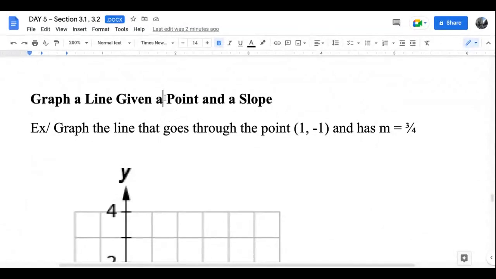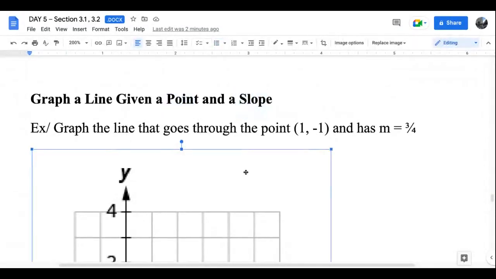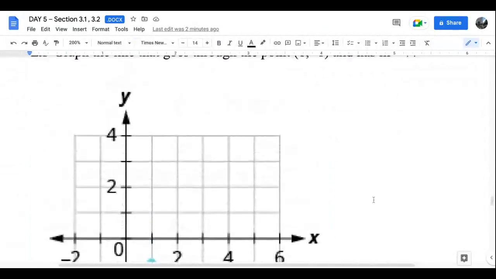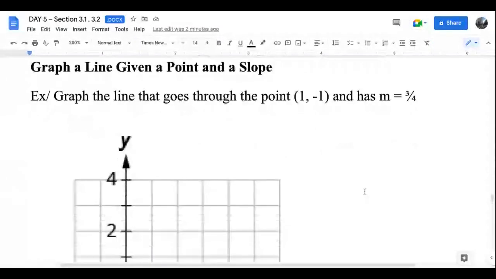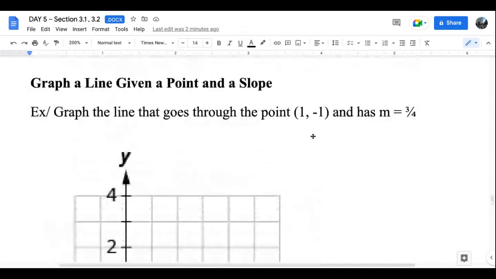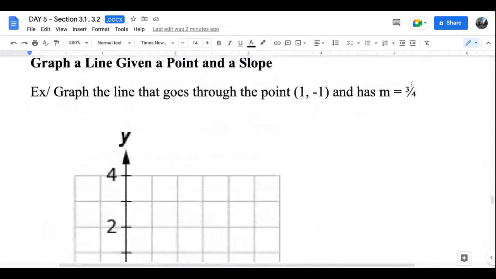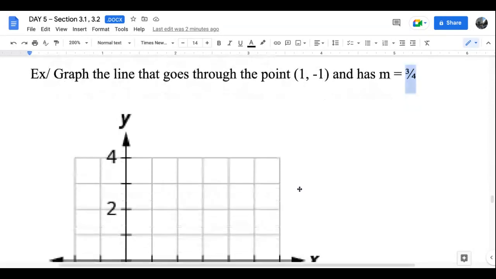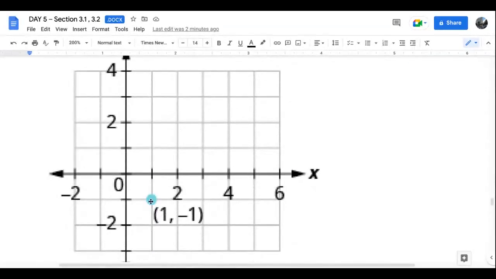If you're given a point and given a slope, we would use the point-slope formula, or we can graph it like this. Let's say the point is (1, -1), and the slope is 3 over 4. 3 over 4 means we rise 3 units, and the 4 in the denominator means we go to the right 4 units. From this point, 3 units up, 1, 2, 3, we end up at 2.